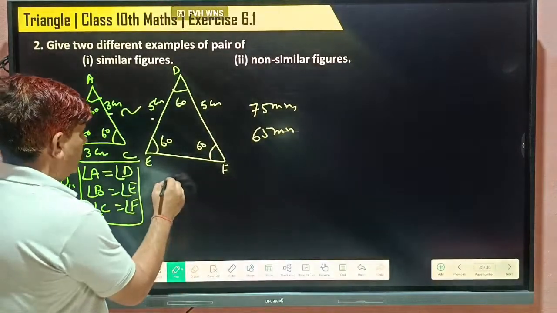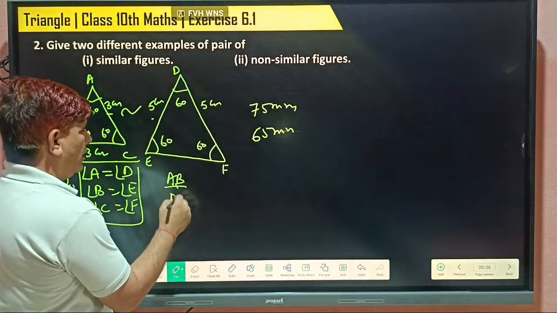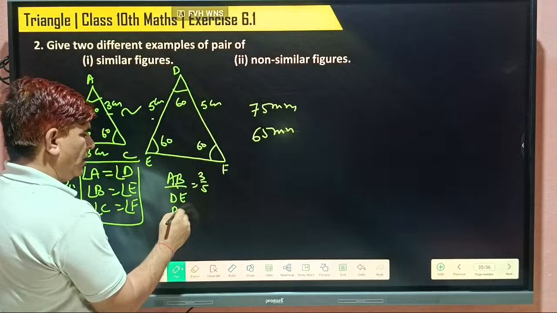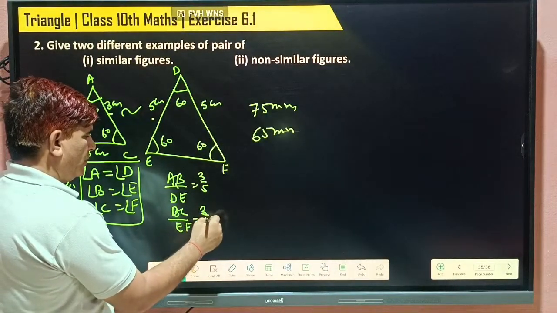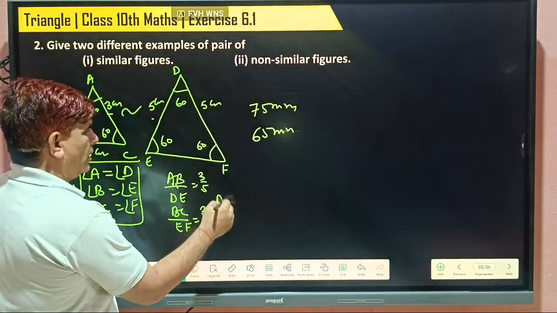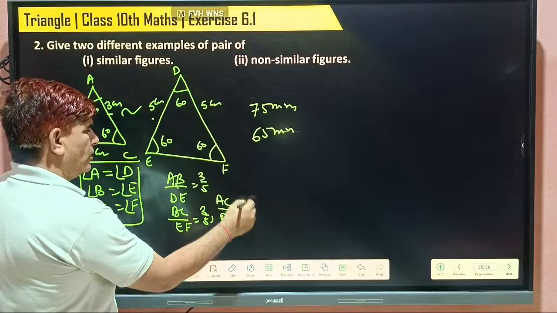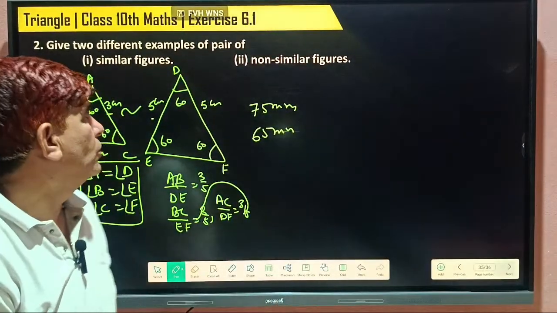Second condition: AB by DE is 3 by 5, BC by EF is equal to 3 by 5, and AC by DF is equal to 3 by 5. So all are equal, which means the sides are in the same ratio.